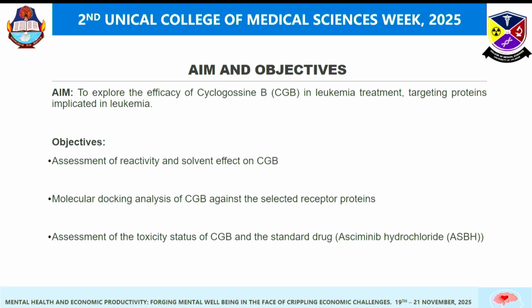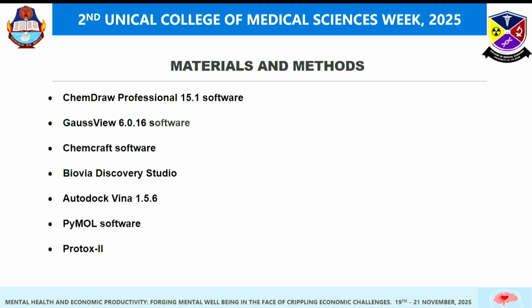Next slide. All right, for the aim and objectives. The aim of this work is to explore the efficacy of cyclogossine B in leukemia treatment by targeting two proteins involved in leukemogenesis, that is leukemia progression. So you can see the objectives there. Because of time, I won't dwell so much on that.